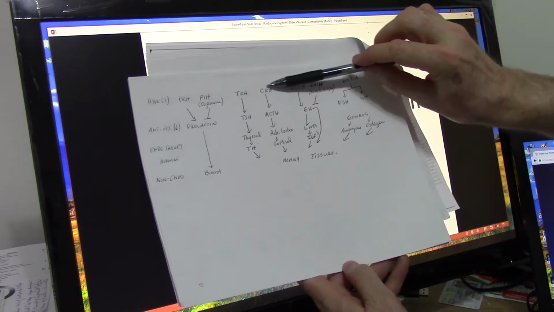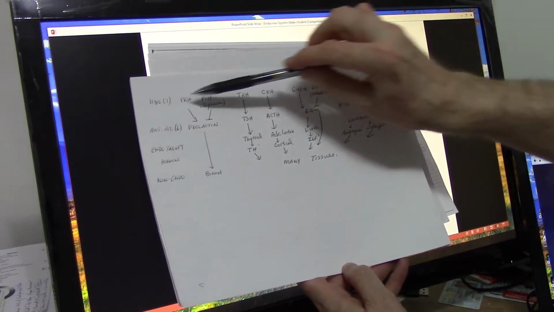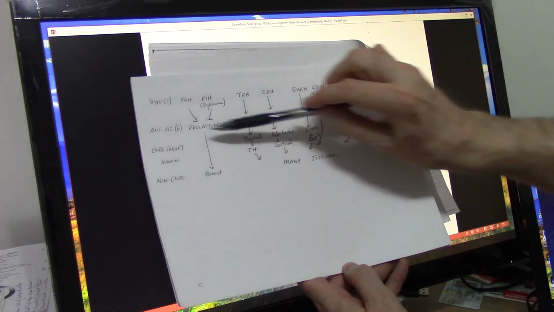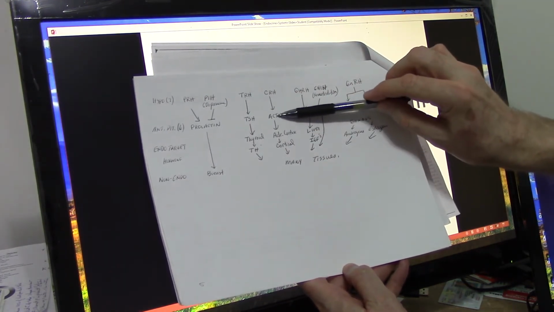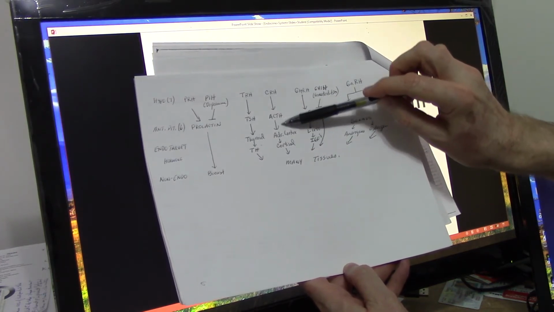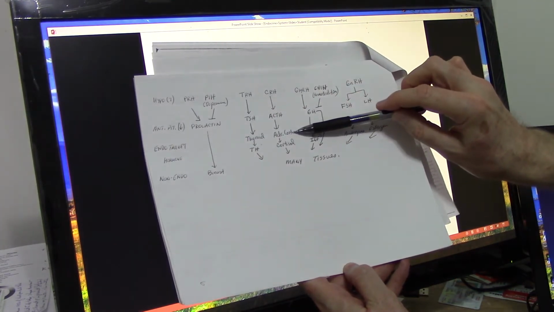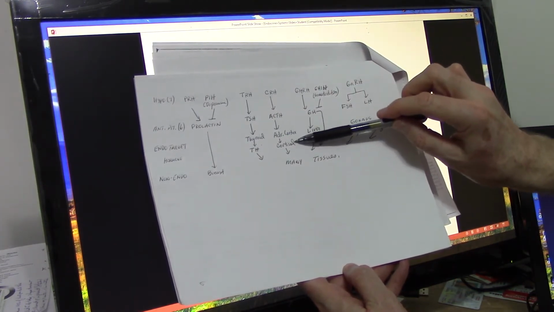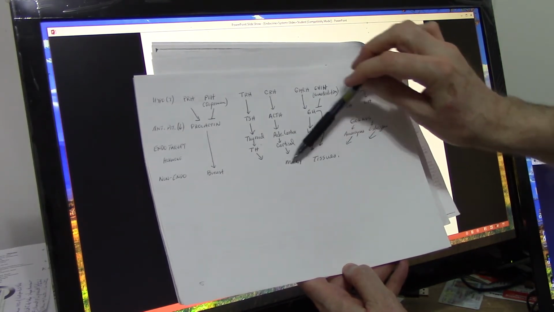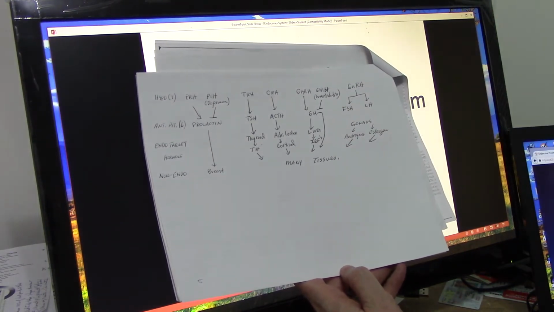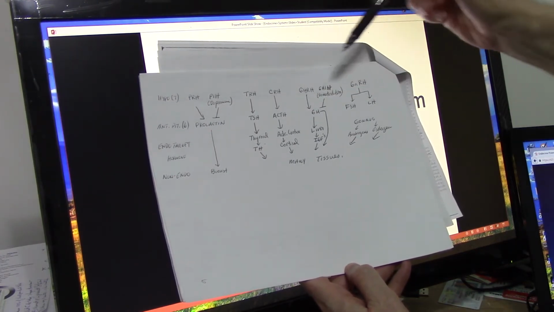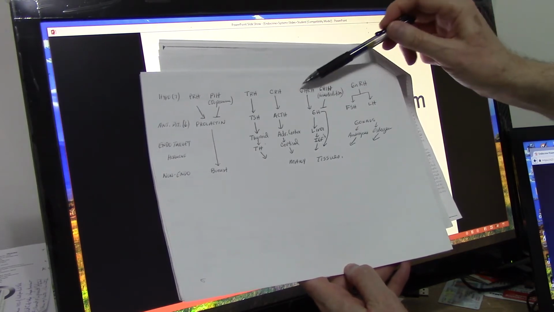Now, CRH is corticotropin-releasing hormone. That's from the hypothalamus. That will be released and travel to the anterior pituitary, where ACTH is released, adrenocorticotropic hormone. And if that's released in the bloodstream, it will travel to the adrenal cortex, and it will stimulate the release of cortisol. Okay? And then cortisol will be released into the blood, and again, it will target many tissues with many, many effects.